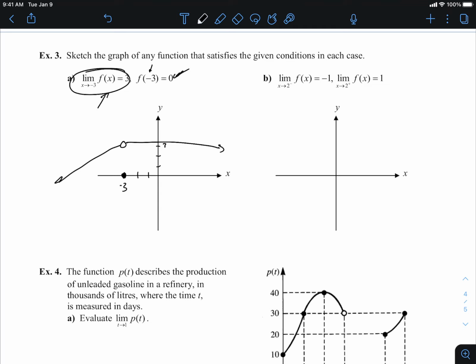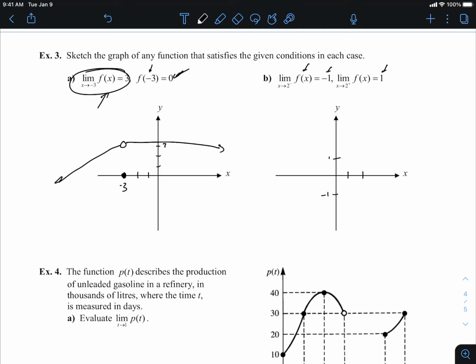Okay, so the second one here: as I approach 2 from both sides, I get different numbers. So we should expect to see a jump here. I don't know what you would like to draw, but I'll draw something. At x equals 2, we see two different y values: there's a point at 1 and -1.